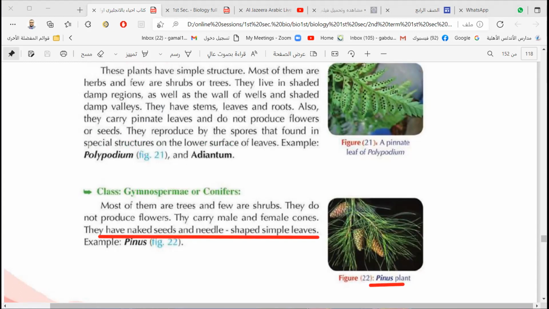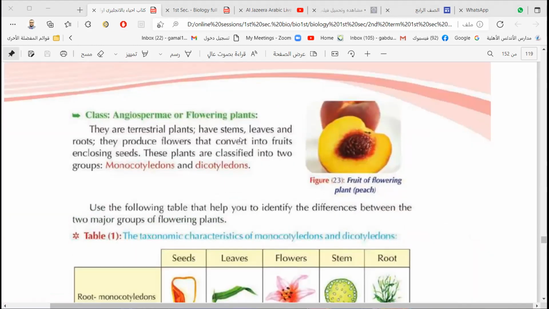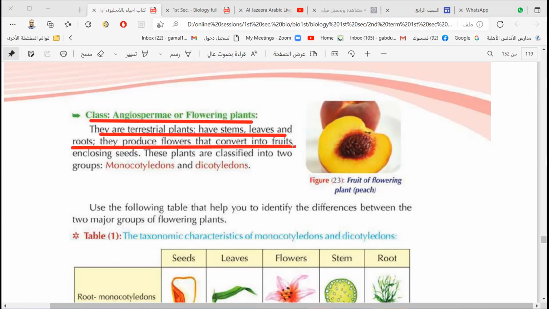But angiosperms, plus angiosperms, this is the answer. The flowering plants or the angiosperms. This is our answer for the question. They are the plants which produce seeds inside a pericarp. They are terrestrial plants, have stem, leaves, and roots. They produce flower that convert into fruits, including seeds. These plants are classified into Monocotyledon and Dicotyledon. So the answer of our question is angiosperms.